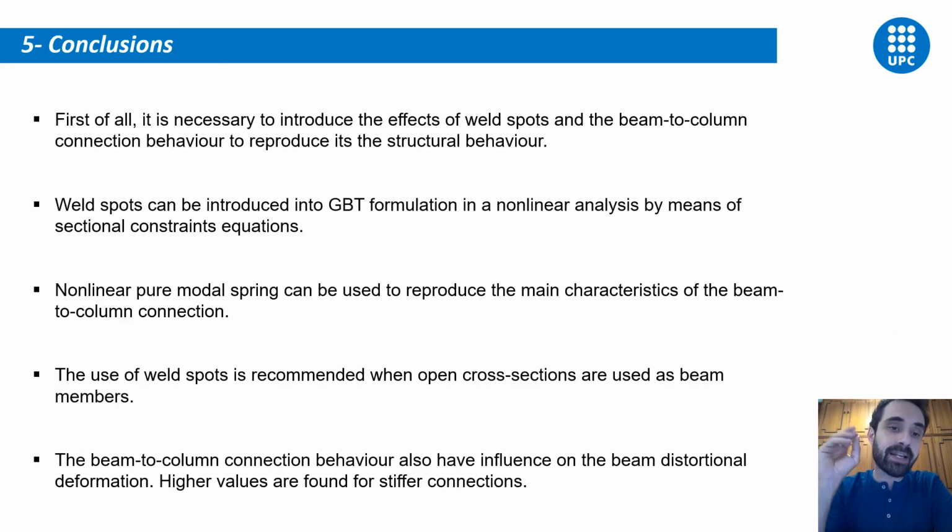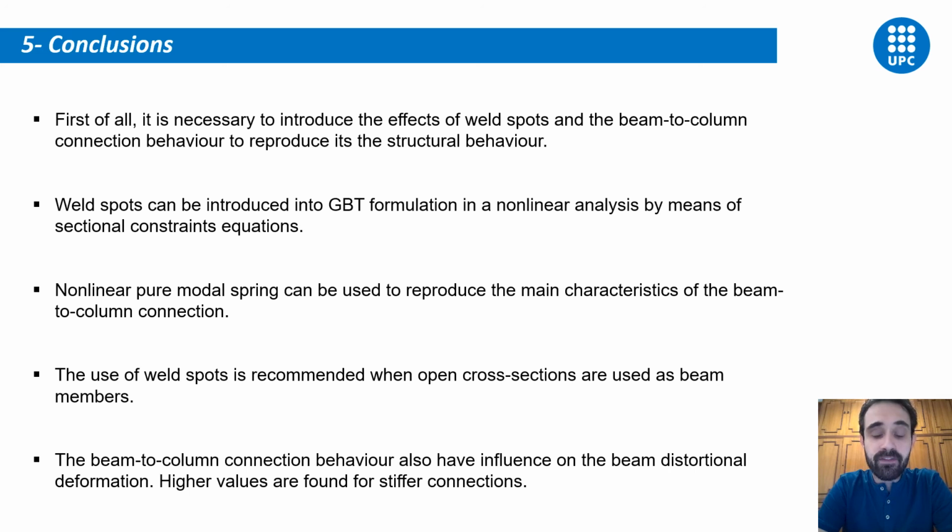So, to sum up, here you can see the main conclusions of this work. First of all, we have seen that it is completely necessary to introduce the effects of weld spots and the beam-to-column connection behavior to properly reproduce the structural behavior of our beam member. We also have seen that weld spots can be introduced into GBT geometrically nonlinear analysis by adding sectional constraint equations. On the other hand, the beam-to-column connection behavior can be reproduced as a first approach by introducing a nonlinear GBT pure model spring.